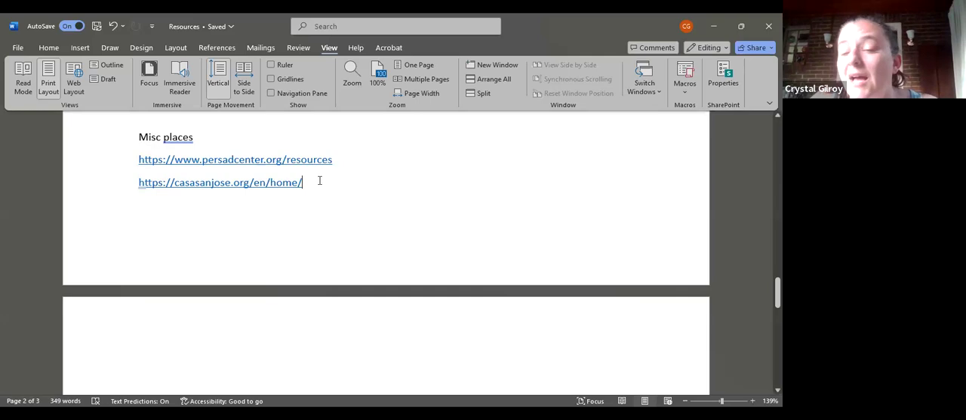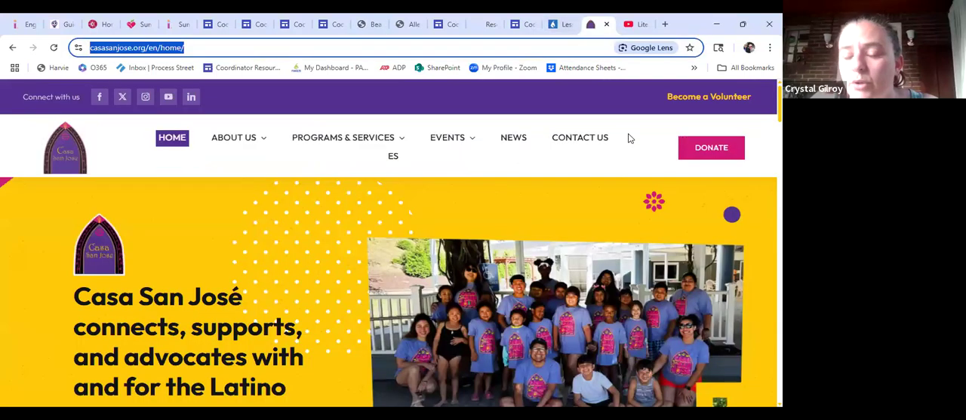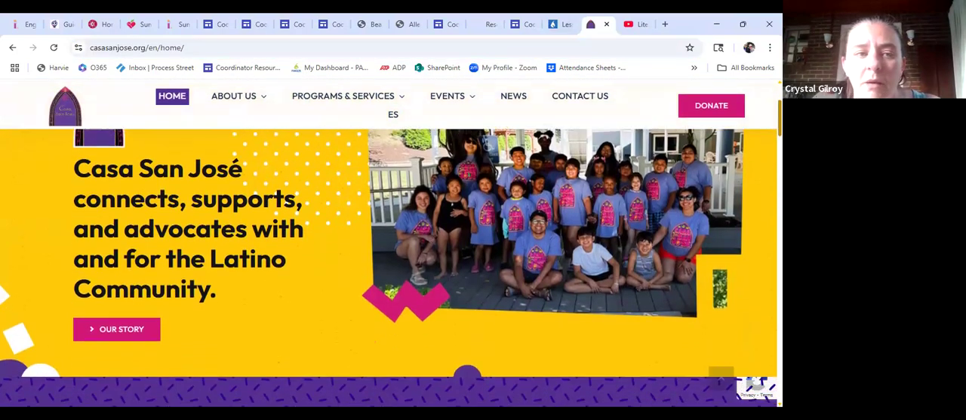And the one that is here is Casa San Jose. And Casa San Jose is very important, has become very important recently. They do have, and you can let us know if you are concerned, if a student might be at risk of deportation. They can specifically offer help to that. They have done all of our Know Your Rights trainings.